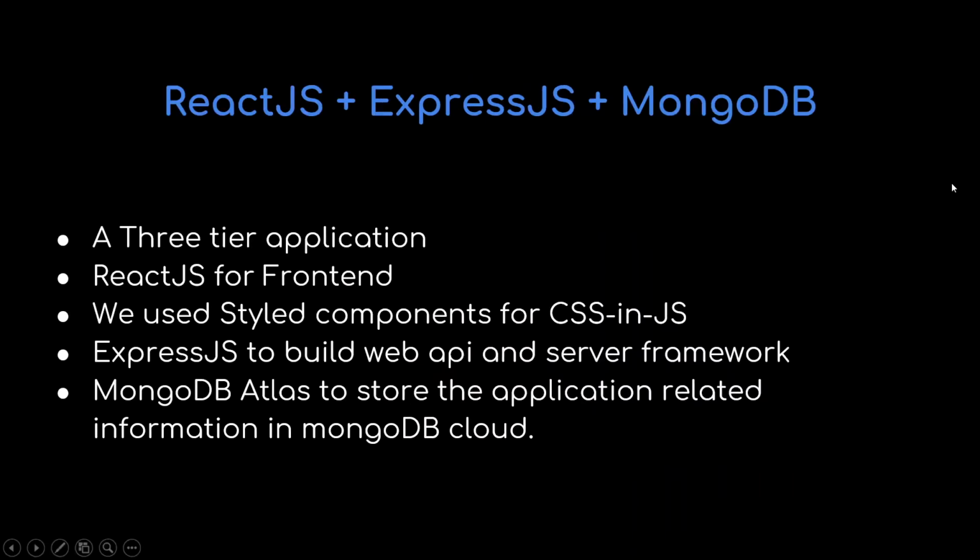So about the structure of the software, basically it's a 3-tier application. React.js, we use that for the front end. We use styled-components for CSS in JS. We use Express to build a web API and a server framework. And we also use MongoDB Atlas to store useful application information in the software.